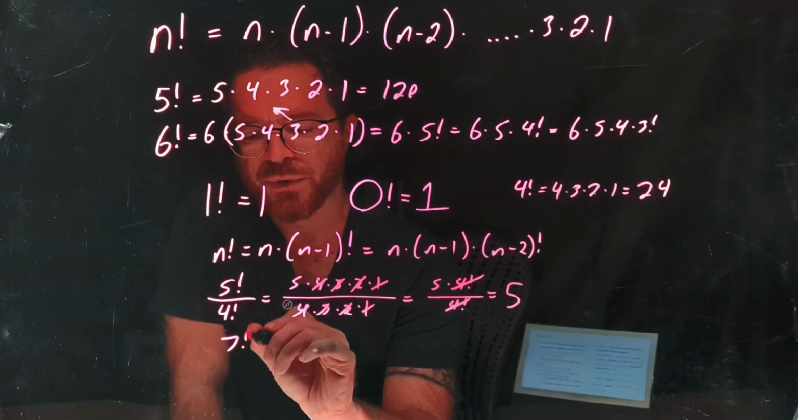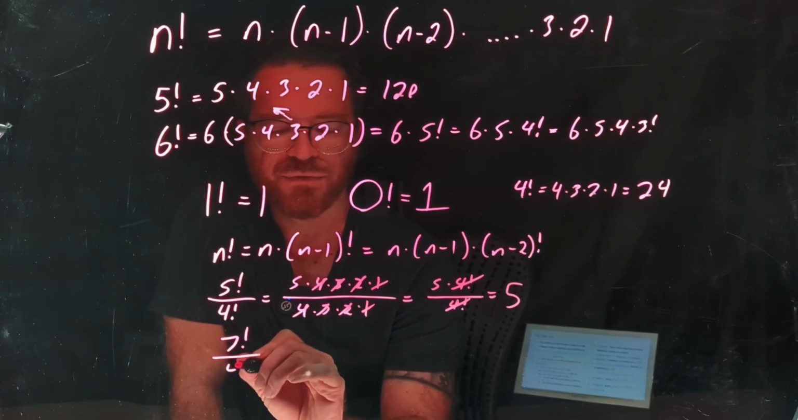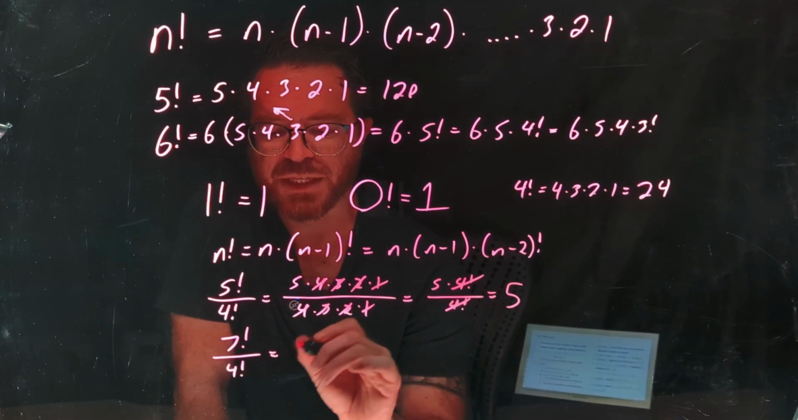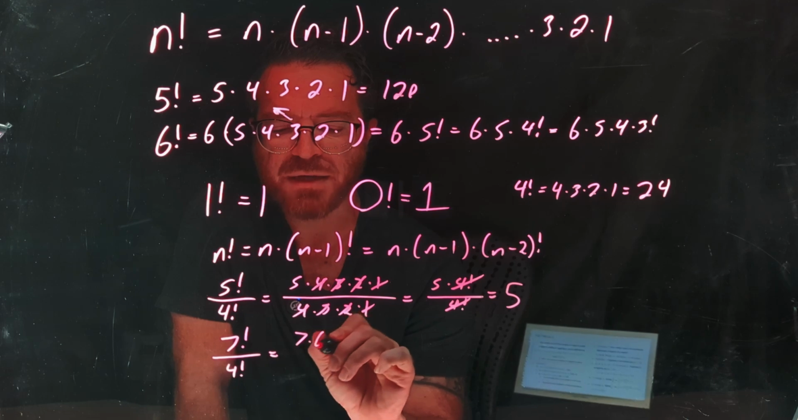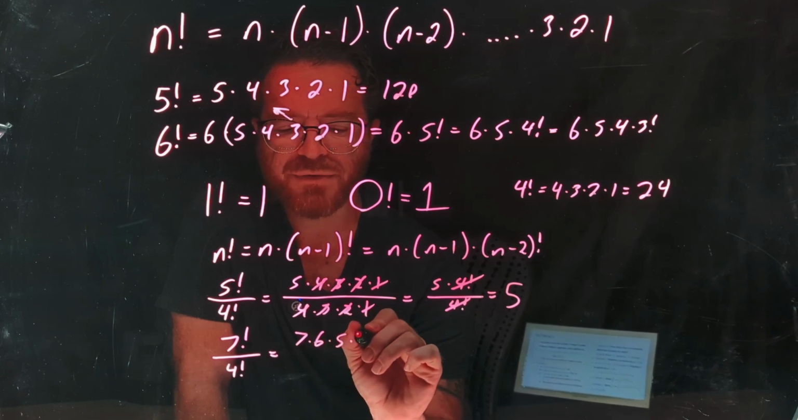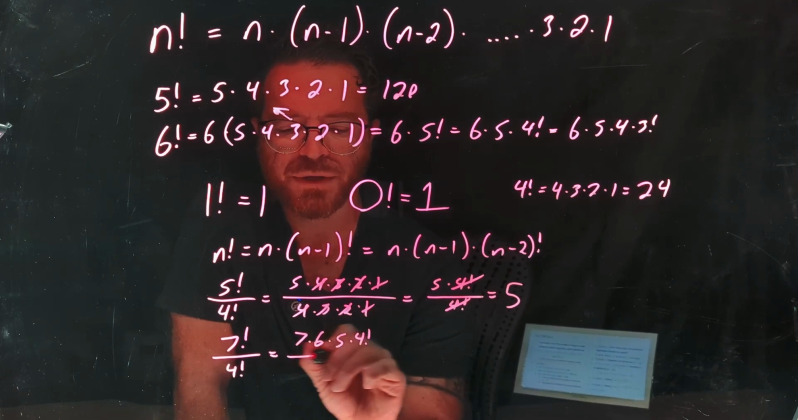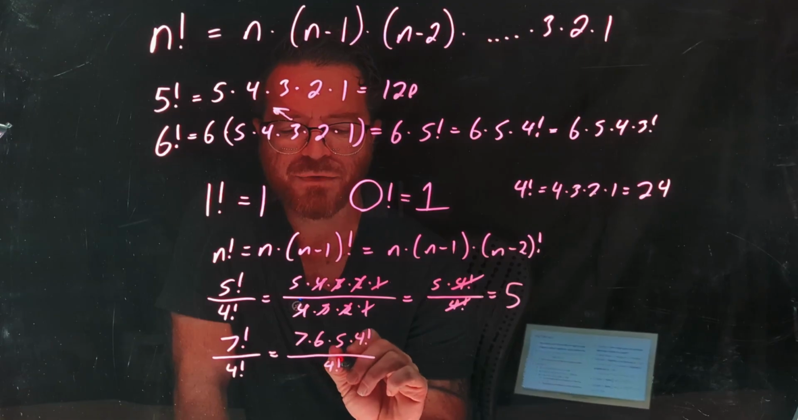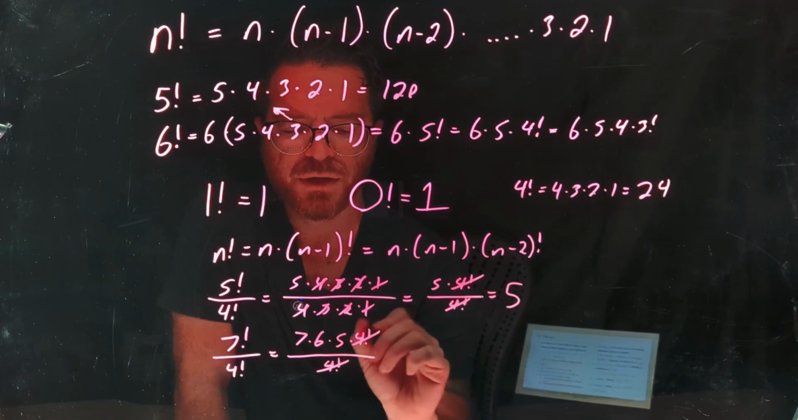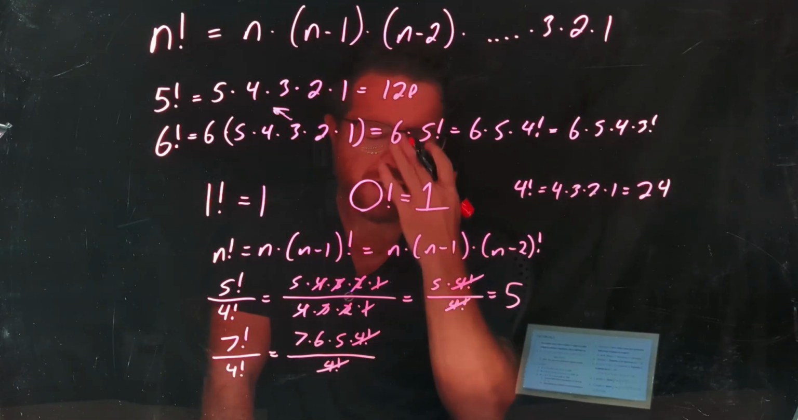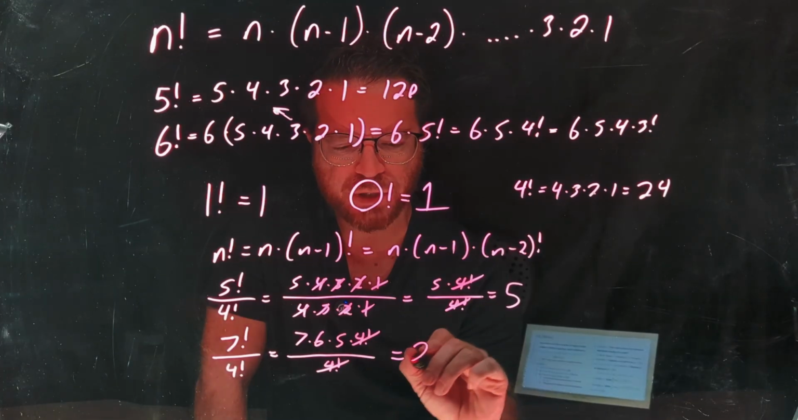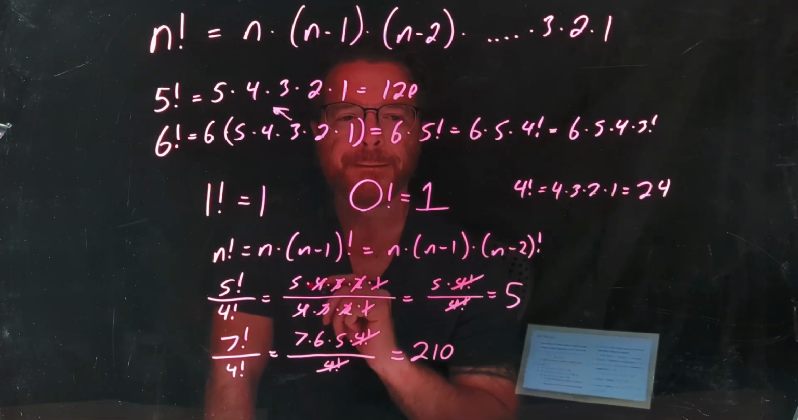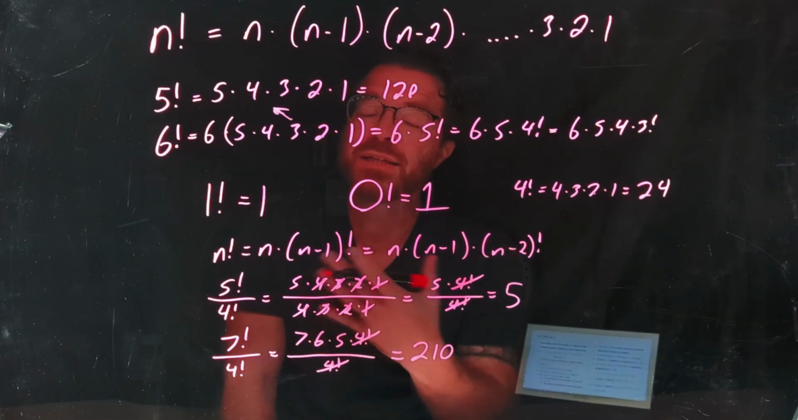For 7 factorial divided by 4 factorial, this would be equal to 7 times 6 times 5 times 4 factorial divided by 4 factorial, which would just be 7 times 6 times 5, which is 210. And this is, again, why this can be very useful.